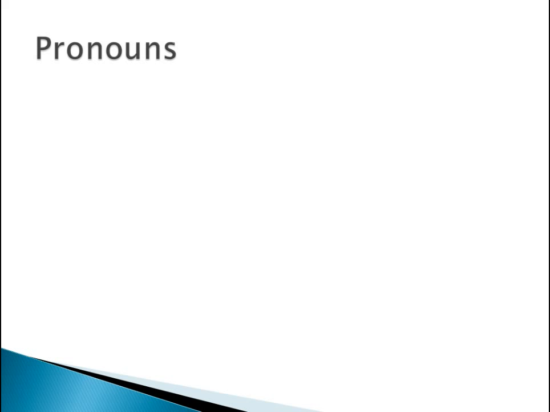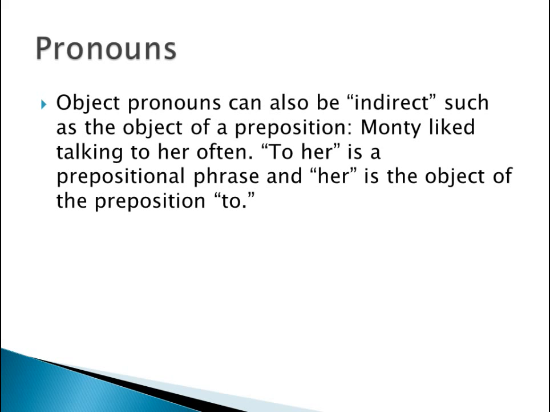Okay. Objects can also be indirect, such as if it's the object of a preposition. It's not necessarily receiving action from the sentence or from the subject, but it is still an object form. So whenever you have a prepositional phrase, its object, if it's going to be a pronoun, will always be the object form. Here's an example. Monty liked talking to her often. To her is a prepositional phrase because her is the object of the preposition to. So because it's an object, it takes the form her instead of the form she, which is the subject form, or hers, which is the possessive form.